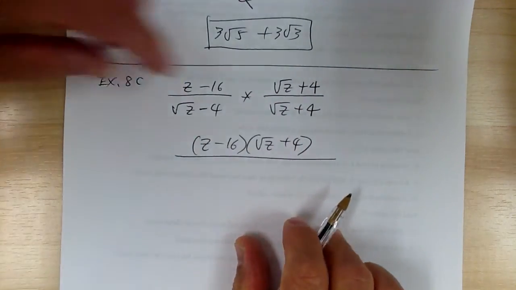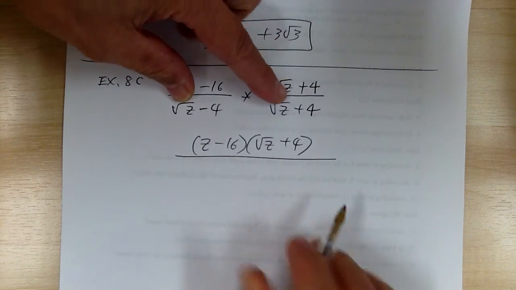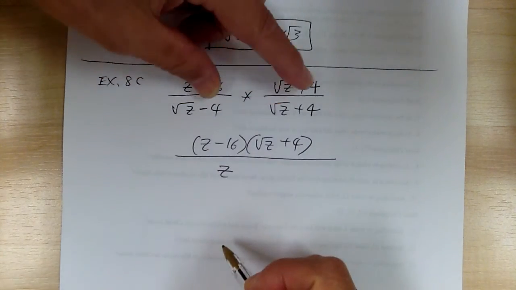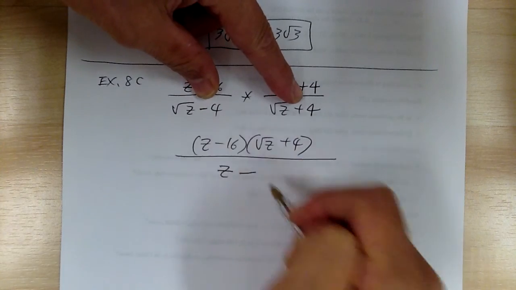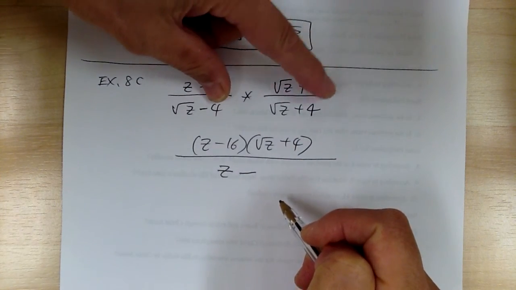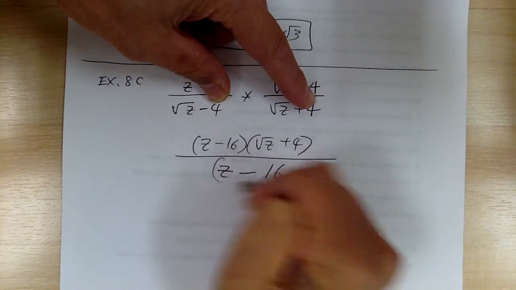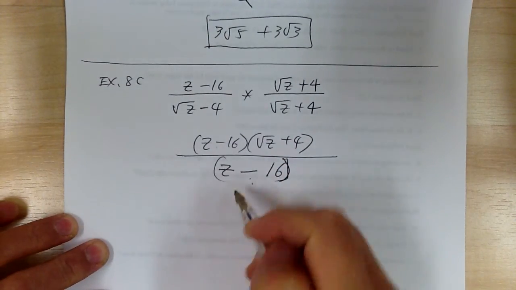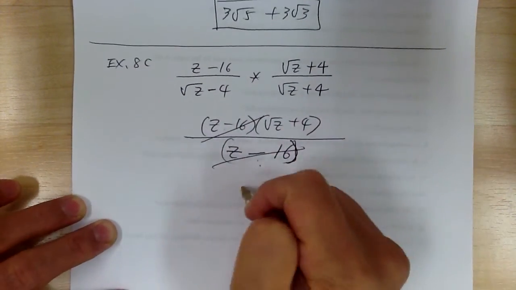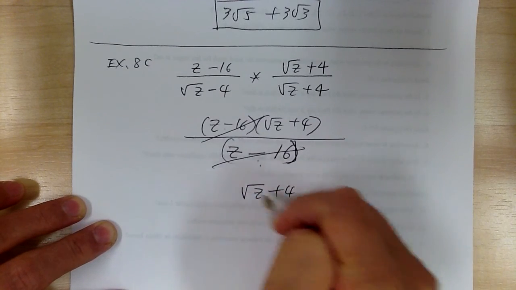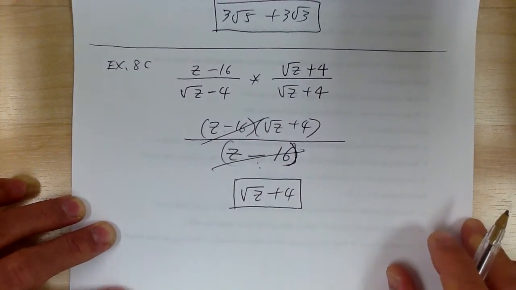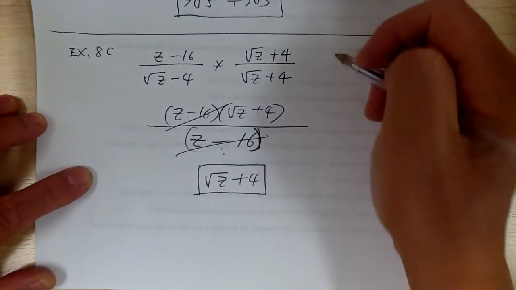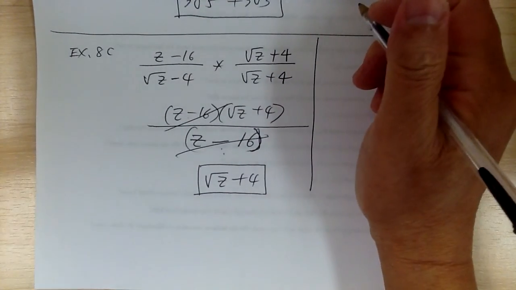So now let's go and multiply out the bottom. So you got this one, you're going to get z. Negative times positive would be a minus. Okay, 4 times 4 would be 16. And then after that, you look, see, this one can cancel. So you cancel that. And your answer would be square root of z plus 4. Okay, so let's go and do some practice.